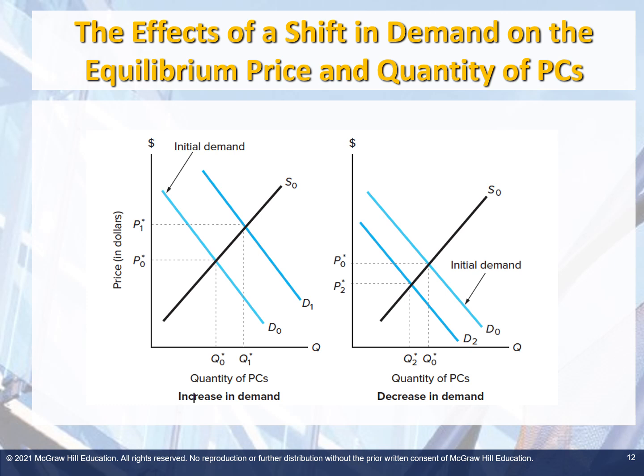Conversely, if there's a decrease in demand for PCs, the demand curve shifts to the left. This shift results in a lower equilibrium price and a lower equilibrium quantity. If consumers start preferring tablets over PCs, the demand for PCs will decrease, leading to lower prices and fewer PCs sold.